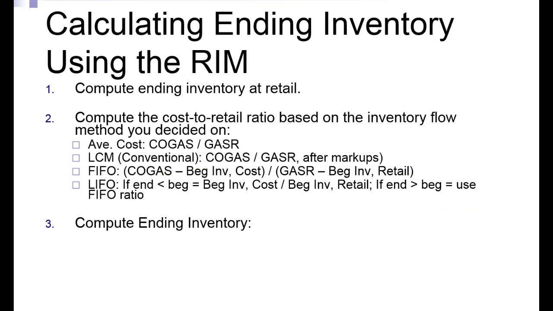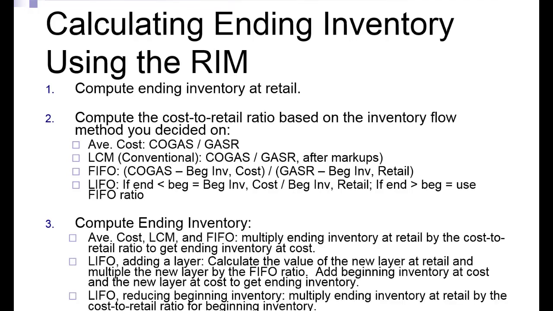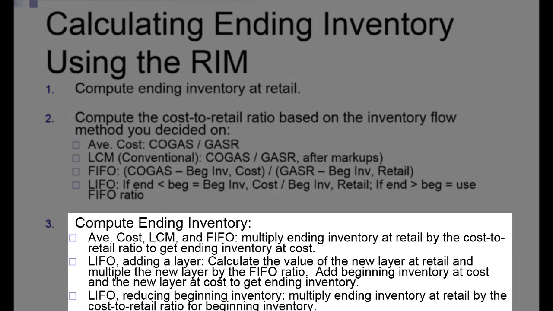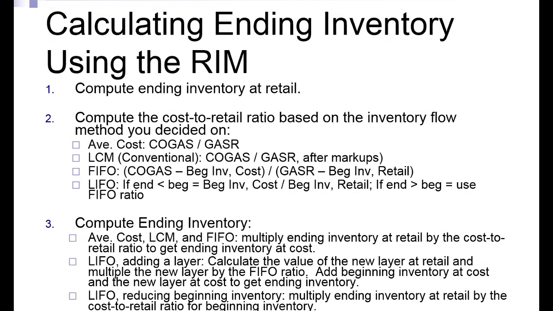Next, step 3, we're going to compute ending inventory. And ending inventory, again, has a couple of options, and you can see a lot of detail down here. Basically, for average cost, lower of cost or market, or conventional, and FIFO, it's all the same. We take the ending inventory number at retail, which we got from step 1, we multiply the ratio from step 2, and that's our number.